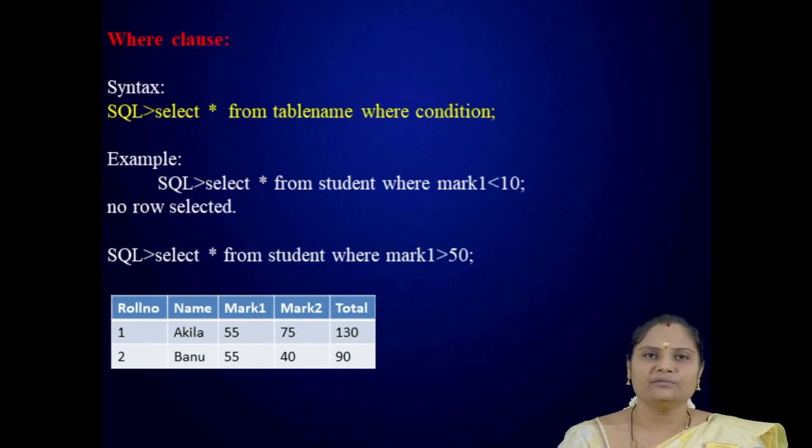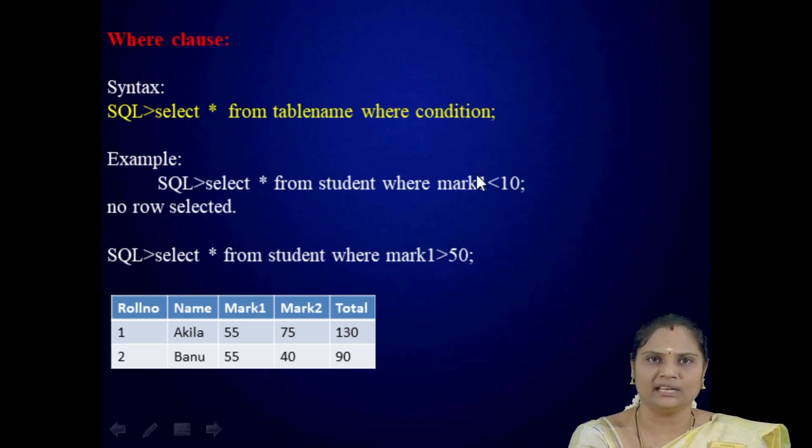In select query, we can use the where clause. Where clause is used to give the condition to the select query. If we want to select mark 1 less than 10 from our student table, we write the query as select star from student where mark 1 less than 10. This condition is applied in our student table. If it is matched, it displays the records from the student table. If it is not matched, it displays no record selected.